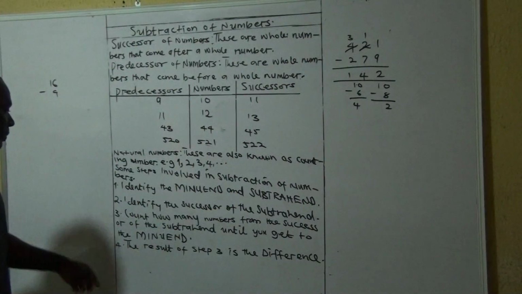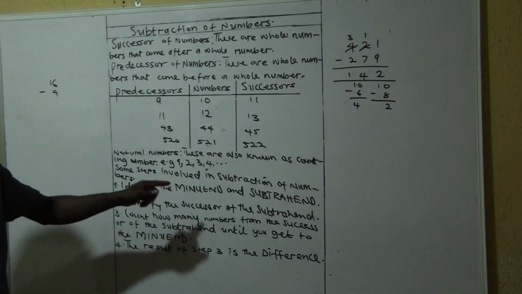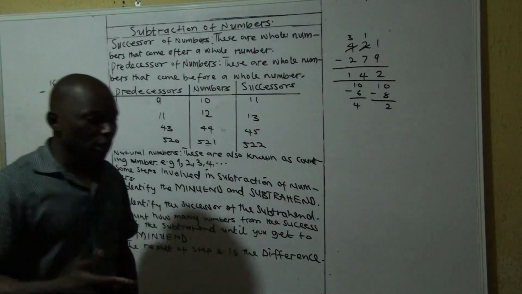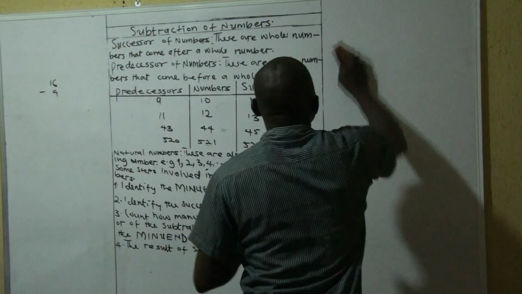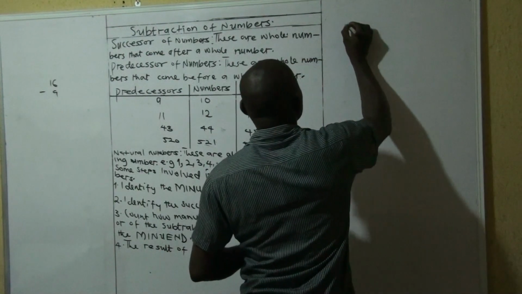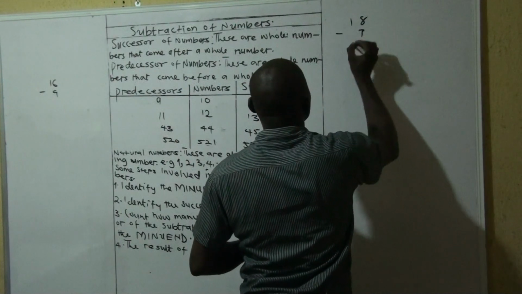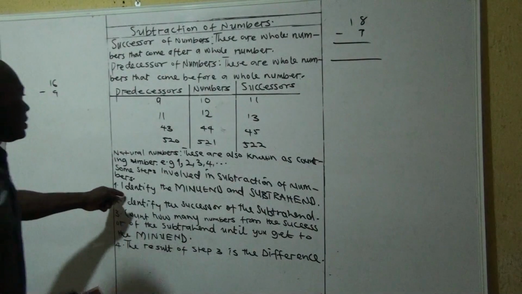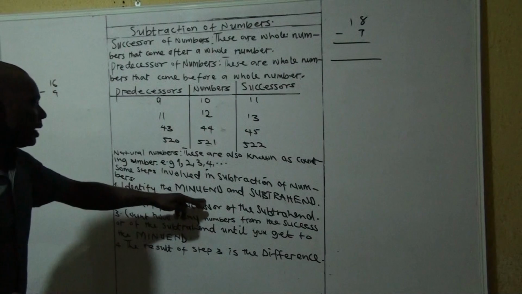So I listed some steps here. Step 1 is identify the minus and the subtractand. 2, identify the successor of the subtractand. So for instance, I will start with some few examples here. Assuming we have, let's say, 18 take away 7. Okay, we want to see the answer. Our first step here, say you want to teach your kids, we have to identify the minus and the subtractand.